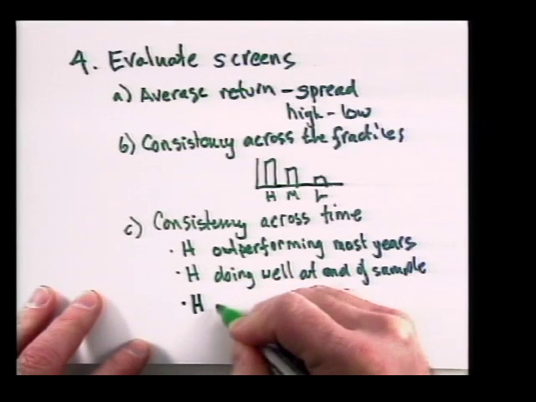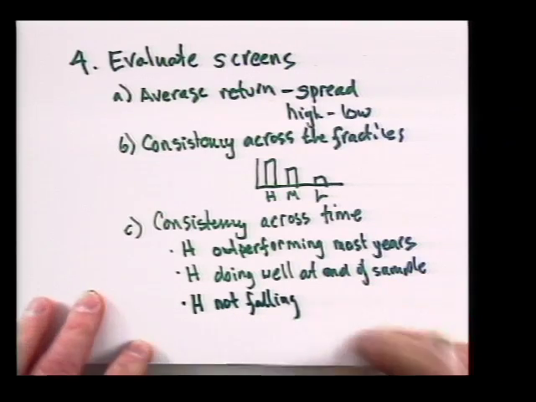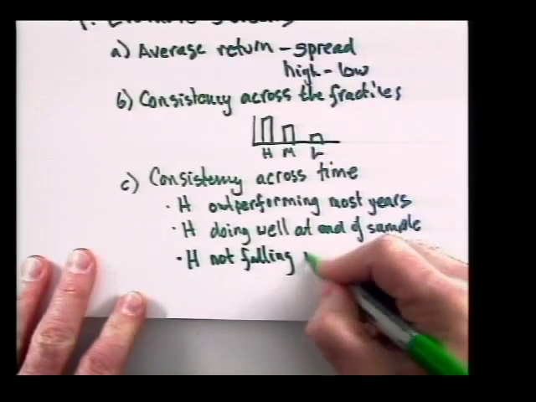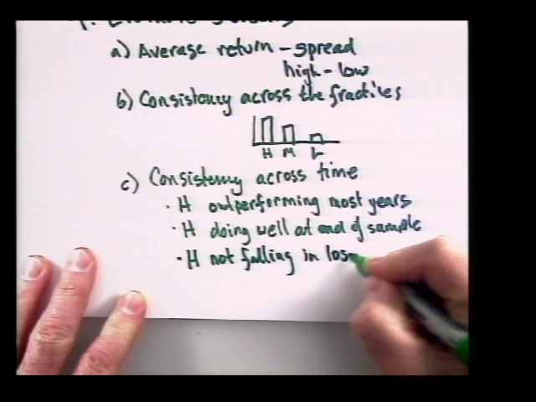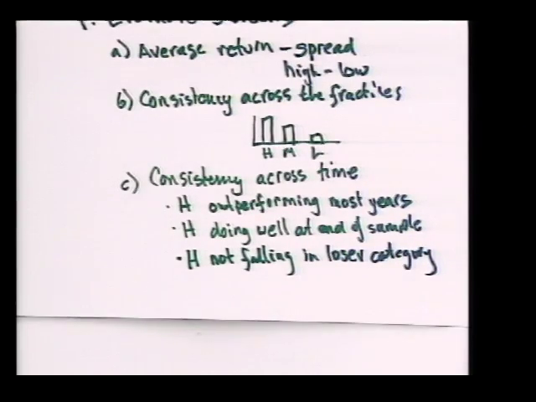Next, H not falling into the loser category. If I see that, this is closely related to point number 1 here, outperforming most years, I put a negative weight if all of a sudden it is the real loser.